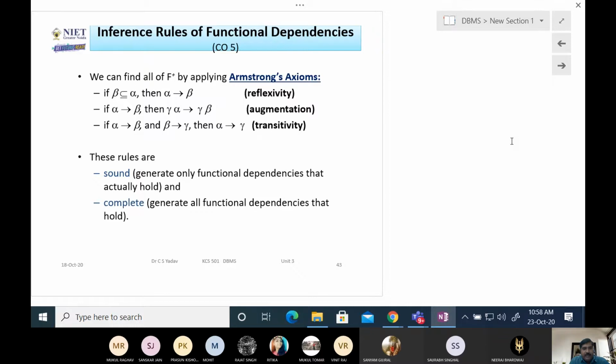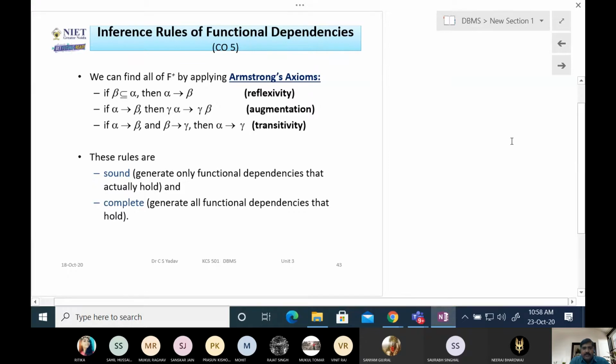So one by one, I am going to explain all the axioms. Axiom means statement, and that is either true or false. And theoretically, we can't prove that, but with the help of experiment, we can prove these rules.